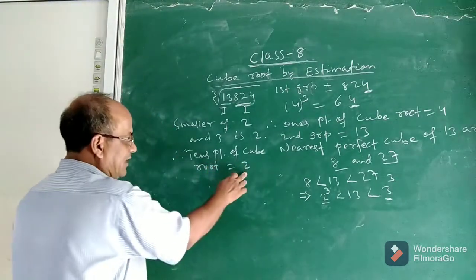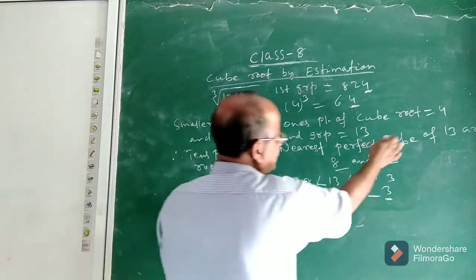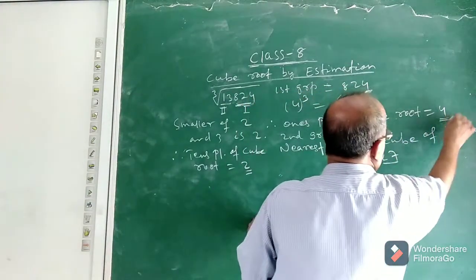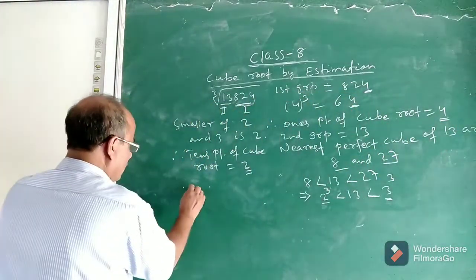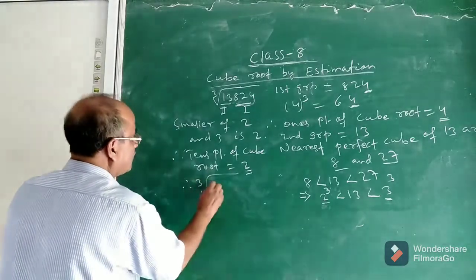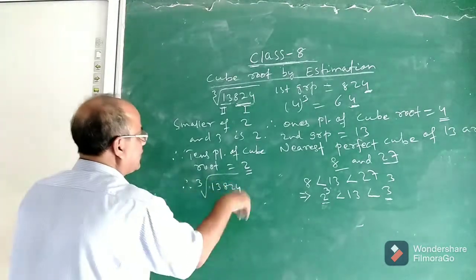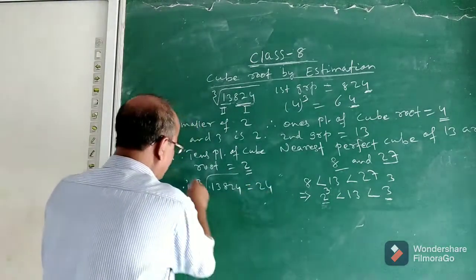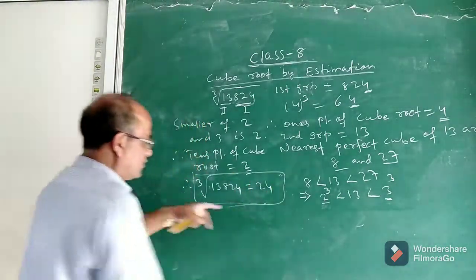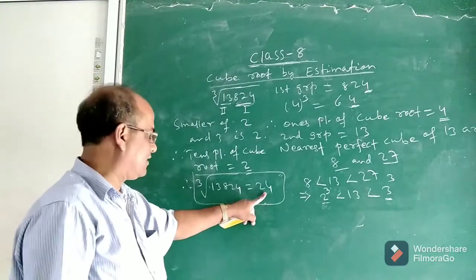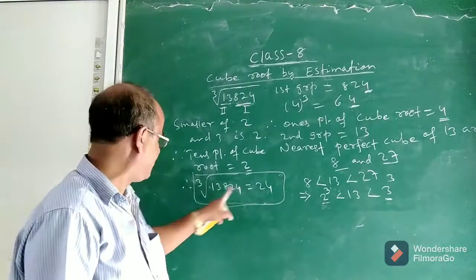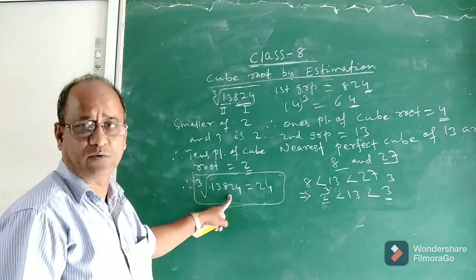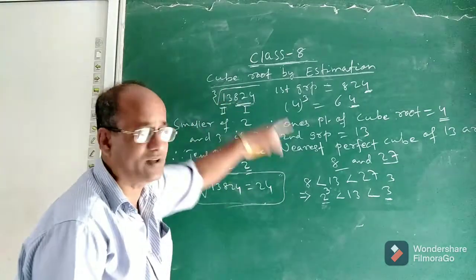Now see, the tens place is 2 and the ones place is what? Your ones place is 4. So therefore, what will be the cube root of 13,824? You see, the tens place is 2 and the ones place is 4. So this will be the answer. 24 will be the required cube root of 13,824. And this is what is known as your estimation method.